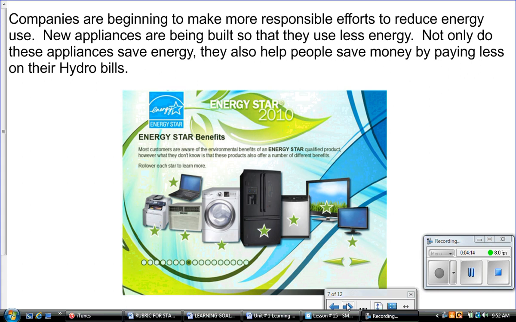Companies are beginning to make more responsible efforts to reduce energy use. New appliances are being built so that they use less energy. Not only do these appliances save energy, they also help people save money by paying less on their hydro bills. So this is something which you and your parents should look out for when you're going to the store or the mall to buy a new appliance. Just take a look for this Energy Star label, and this will tell you that the piece of technology or appliance uses less energy and is therefore less destructive to the environment.